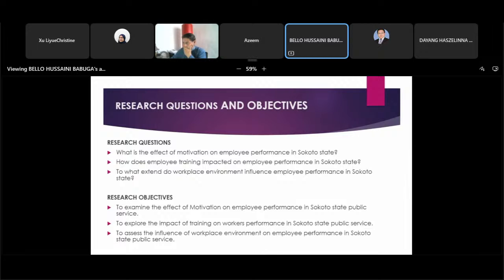Research objectives. Examine the effect of motivation on employee performance in Sokoto State Public Service. To explore the impact of training on workers' performance in Sokoto State Public Service. To assess the influence of workplace environment on employee performance in Sokoto State Public Service.